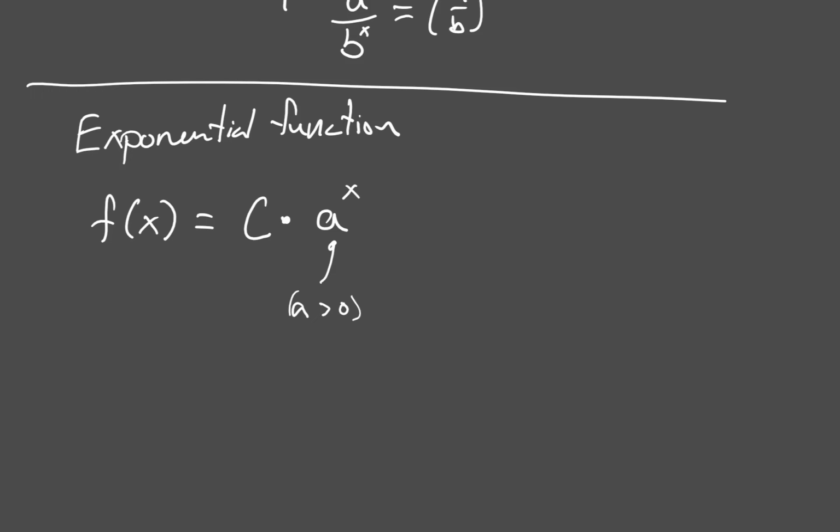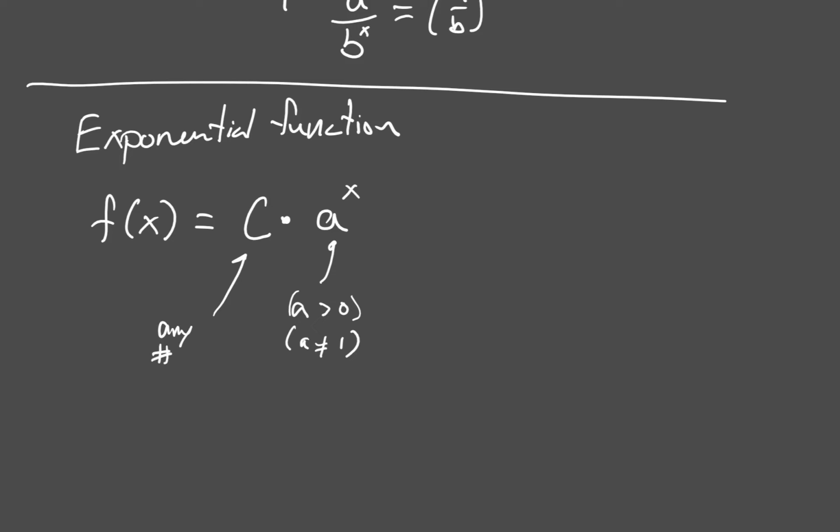I usually avoid 1 as well, because if a is 1, then this is just a constant function and there's not really a reason to write it like this. But technically you could write it like this. I probably wouldn't call it an exponential function, I'd probably just call it a constant function. So we probably want to avoid a equal to 1 as well. Otherwise you just get f of x is equal to c. Okay. And this can be any number.